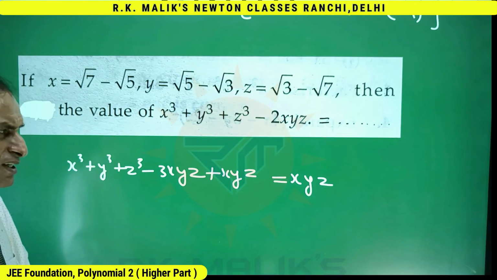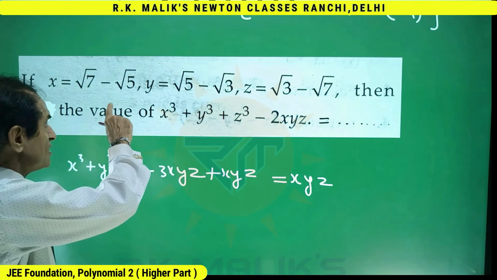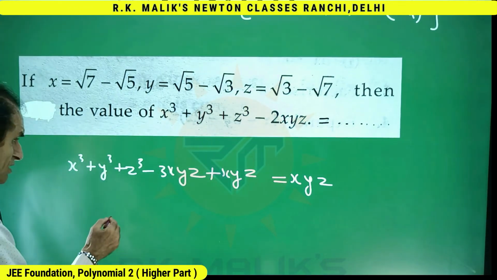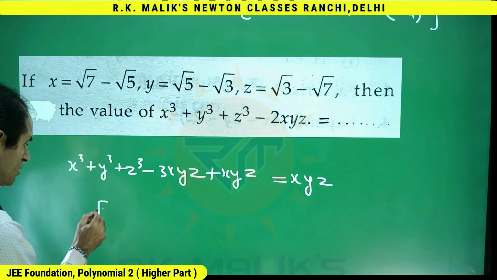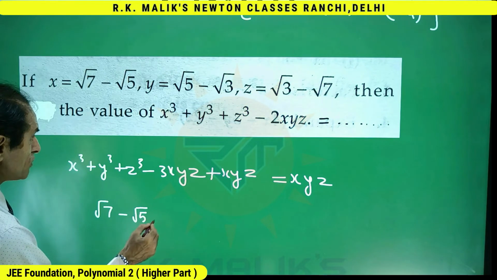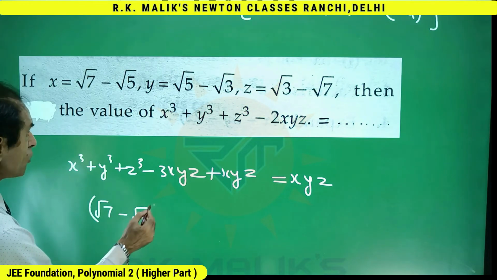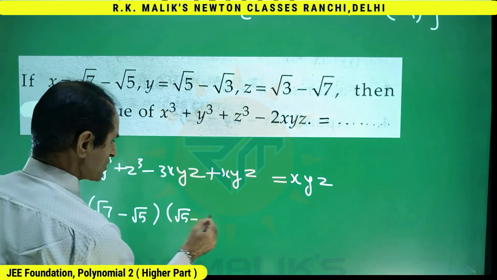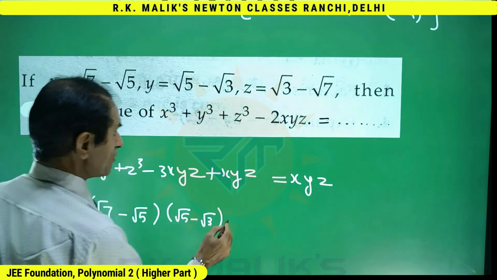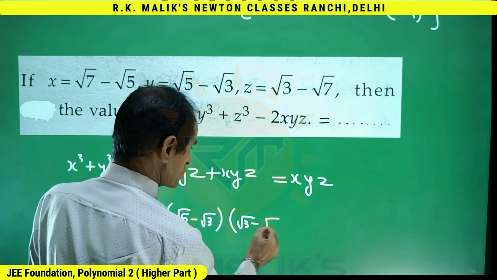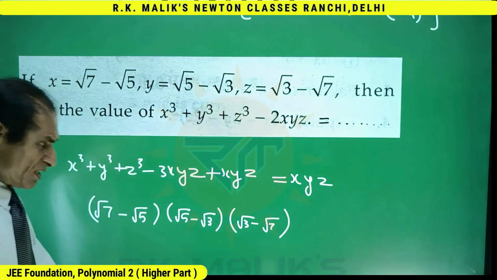But you may be thinking that still it is not so easy, because it is lengthy to multiply and get the result. See, root 7 minus root 5 is the value of x, root 5 minus root 3 is the value of y, root 3 minus root 7 is the value of z.